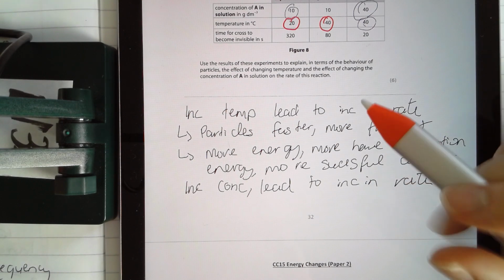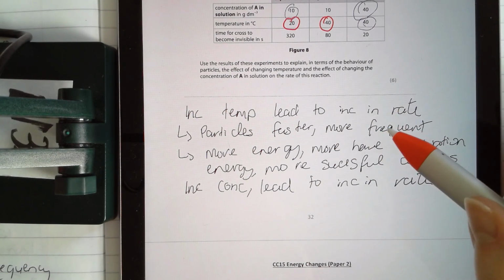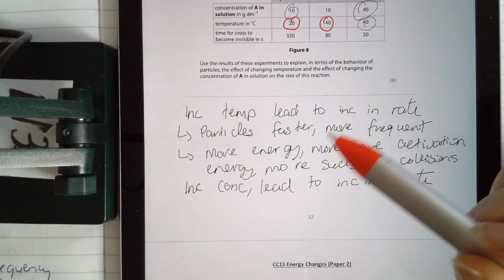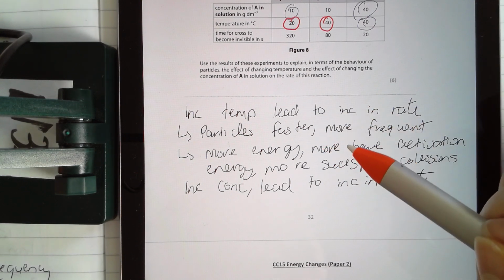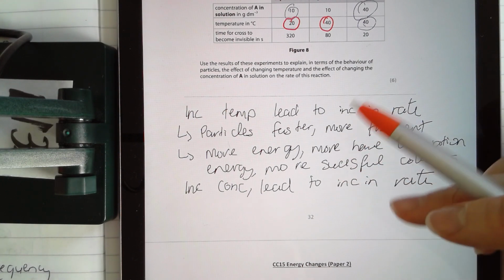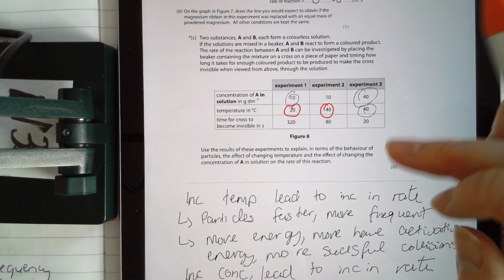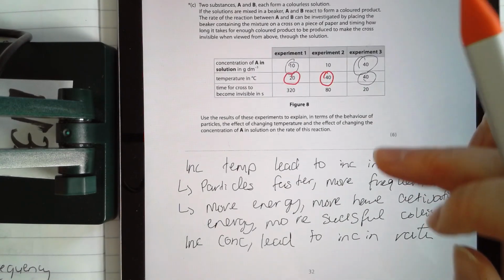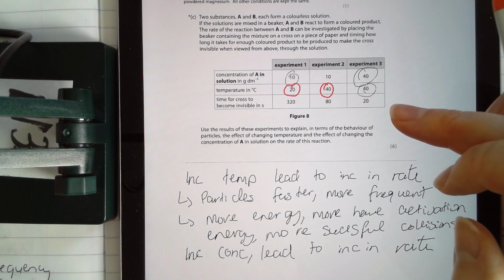Make sure when you're answering this that you're writing about more frequent collisions, not just more collisions. You need to talk about the 2 points for temperature, the fact that they're moving faster, the fact that they've got more energy, and in concentration, you're just talking about the 1 point. There's more particles, therefore there are more collisions. You can absolutely refer to the table in your answer. I have just been a little bit lazy and I've written an abridged version.